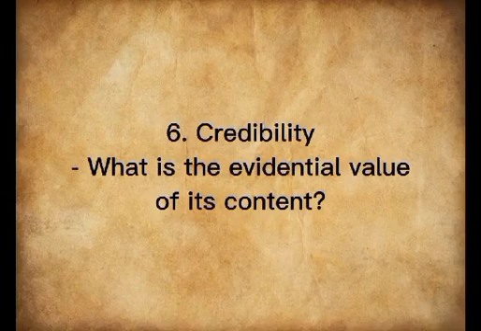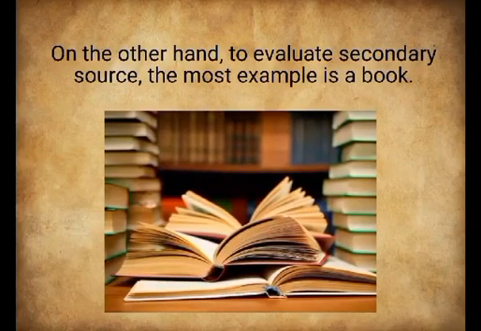When trying to present a fact, there must be proof that what is reported or written in the source is based on evidence. On the other hand, to evaluate secondary sources, the most common example is a book. To determine the accuracy and credibility, we should know who the author is, and whether he or she is a scholar in the field. Is the book published by a scholarly publisher? What is the purpose of writing this text? It should have an extensive bibliography. It should show which primary and secondary sources are referred to by the author.